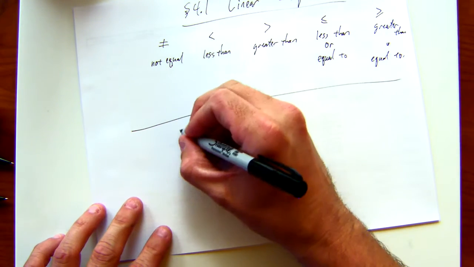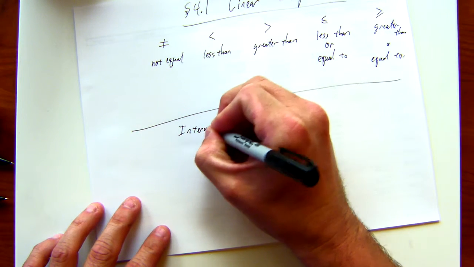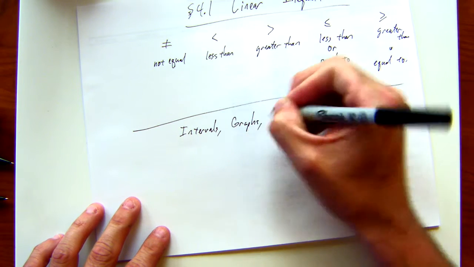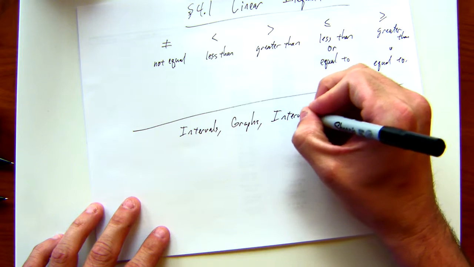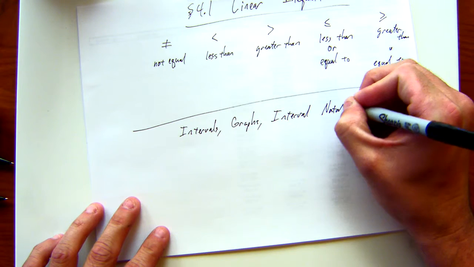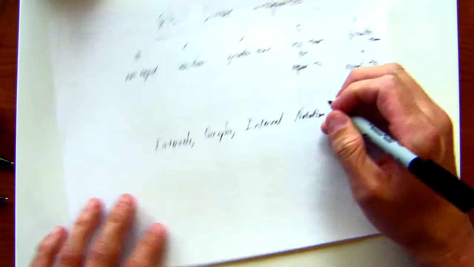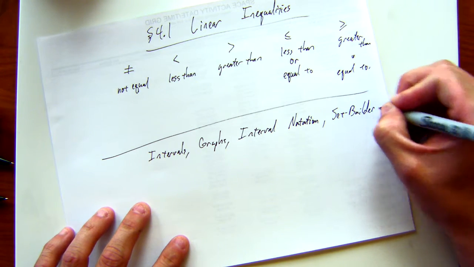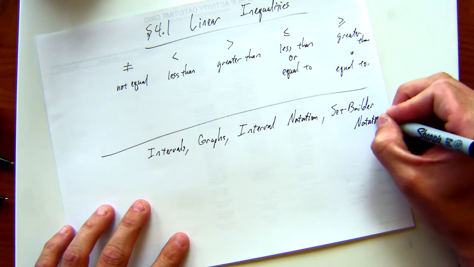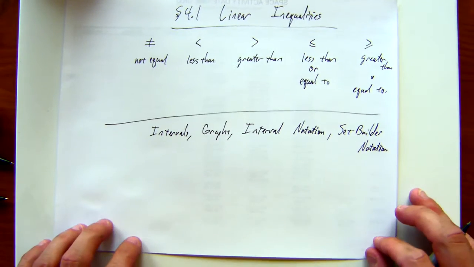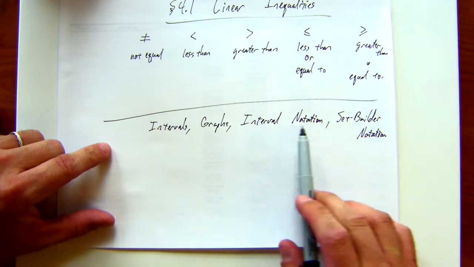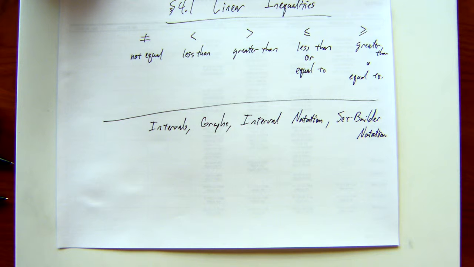The next thing we want to talk about is intervals, graphs, interval notation, and then also set builder notation. Now, I've talked a little bit about set builder notation already, like on the first day. But you guys were actually asking about intervals and interval notation a while back. It's not too bad.